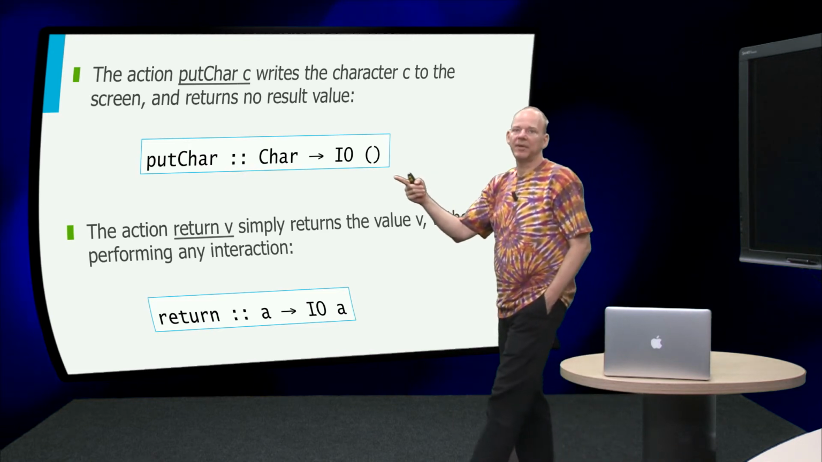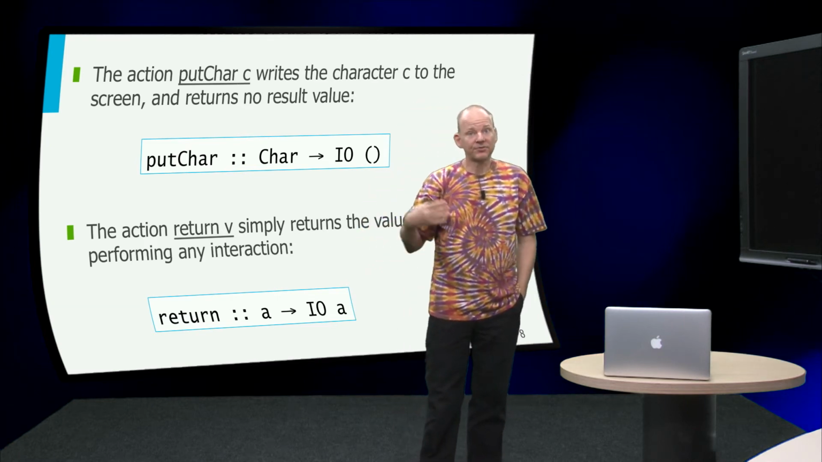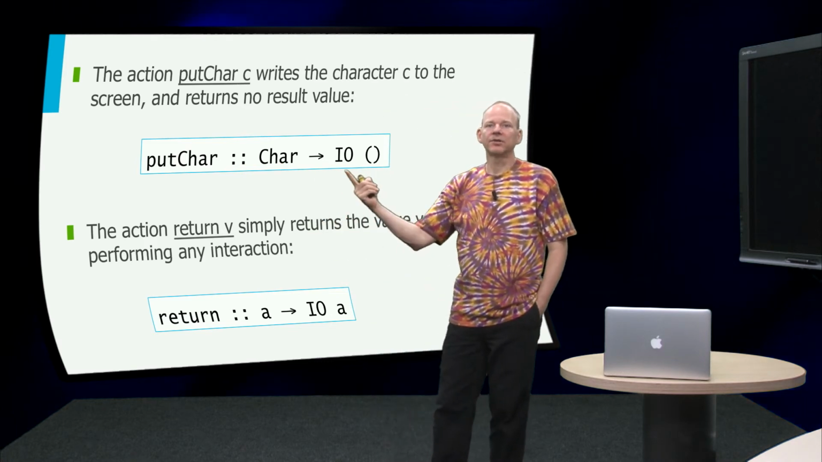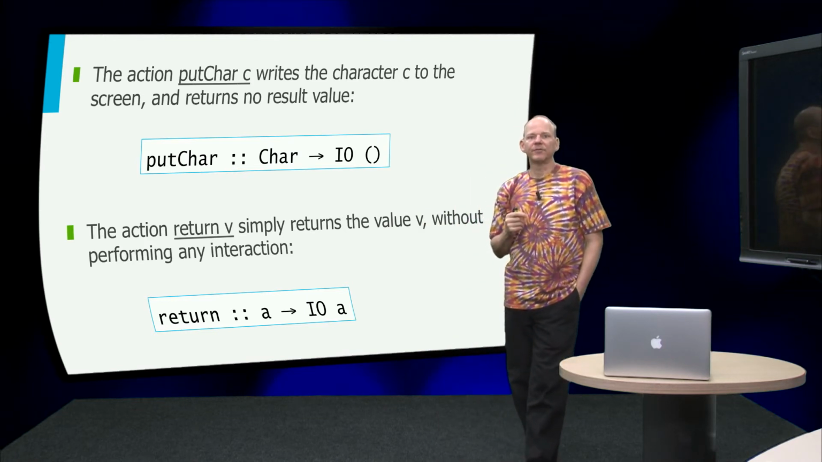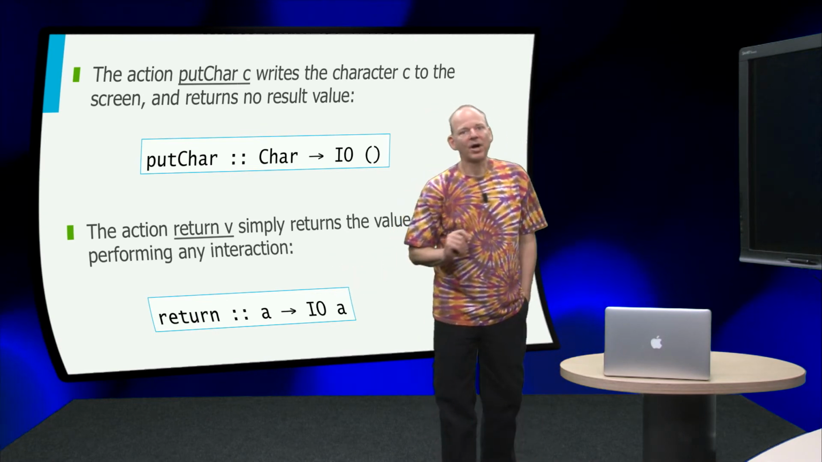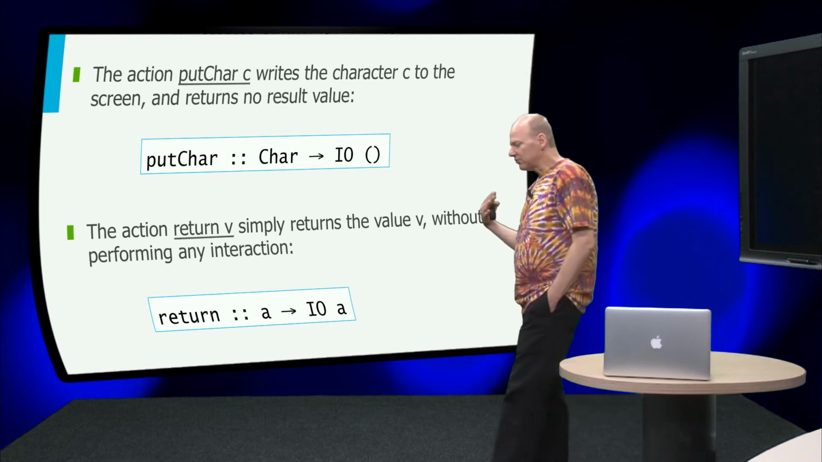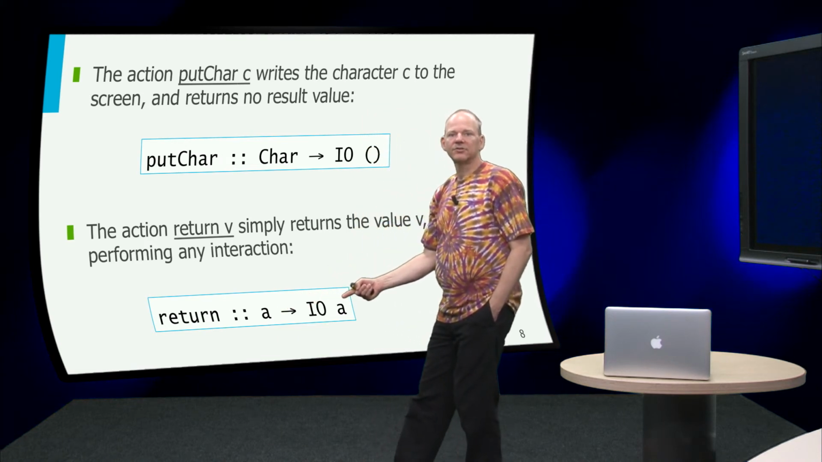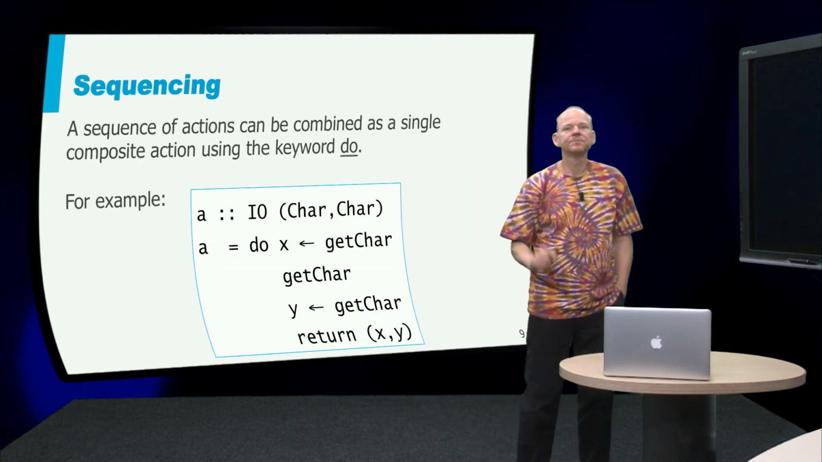Here's another example, the function putChar, which writes a character to the standard output. It takes a character and it returns void. It has side effects, but it doesn't return any useful value. And then we have, just like for parsers, the action that immediately returns without doing anything. It takes a value and immediately returns that value without performing any further side effects.